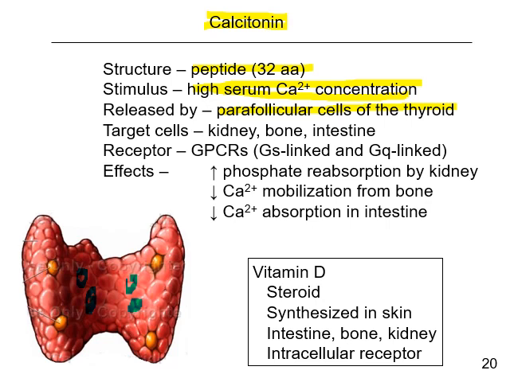So just to be clear, these are supposed to illustrate the parathyroid producing cells, and in the thyroid itself, there are parafollicular cells that produce calcitonin. The targets for calcitonin are just like the targets for parathyroid hormone: kidney, bone, and intestine. The GPCRs are GS and GQ linked.